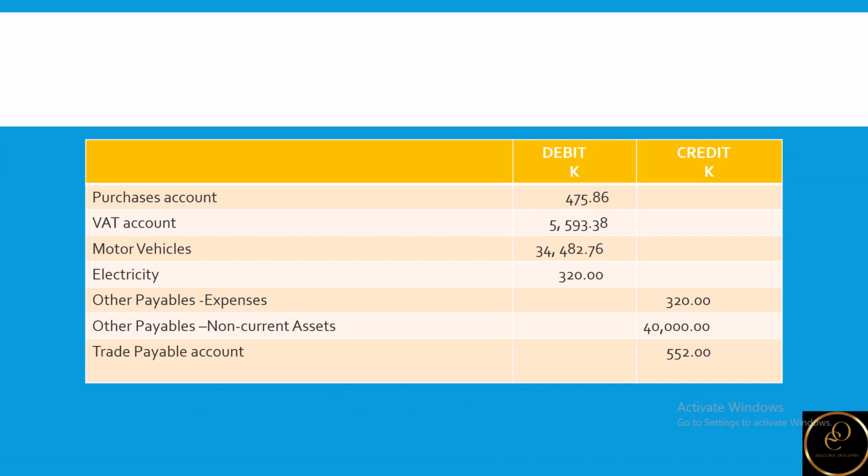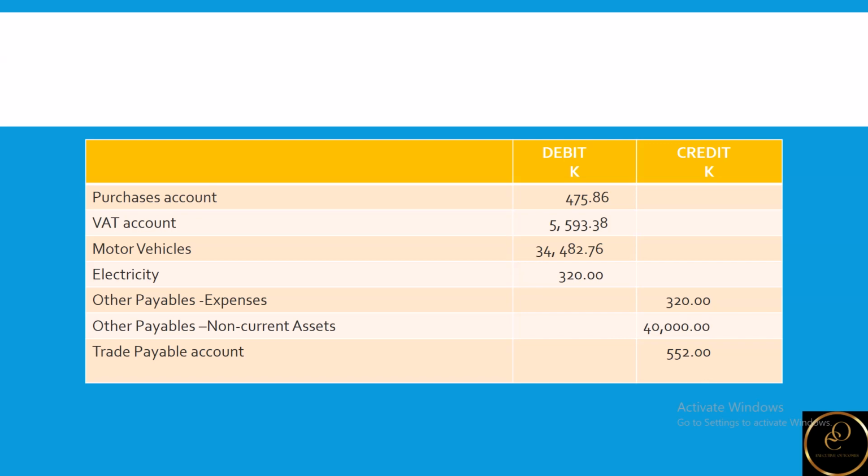We have also the motor vehicles account, debited. We have also electricity account, also debited, as an expense. All expenses are debited. So now we look at the aspect of other payables. These are liabilities. Okay. So we have other payables amounting to 320.